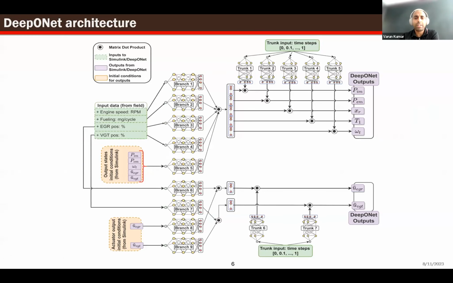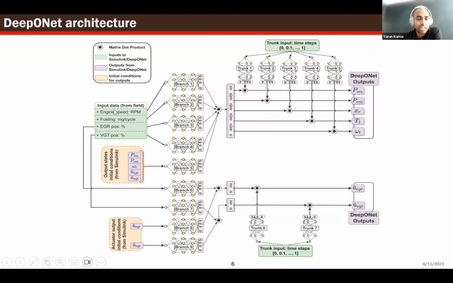So the DeepNet architecture that we use consists of 7 different trunks. We are trying to estimate 7 output states: the pressure in the manifolds, PIM, PM. XR and T1 are the states for the combustion of the cylinder. Omega T is the speed of the turbo shaft. And UEGR hat and UVGT hat are the actuator signals from the EGR and the VGT valves.